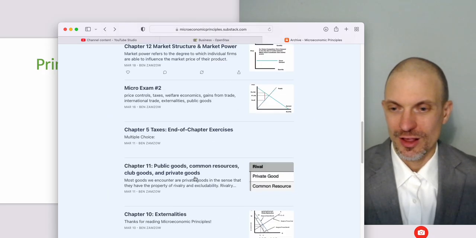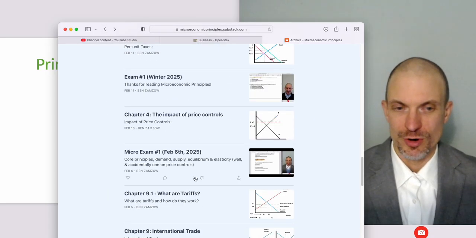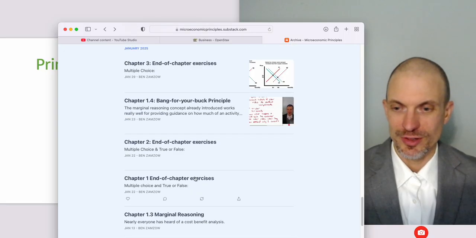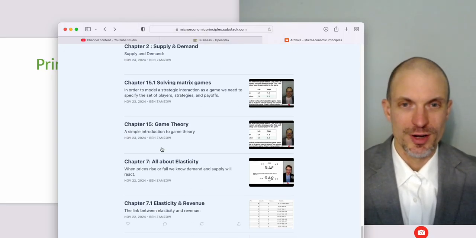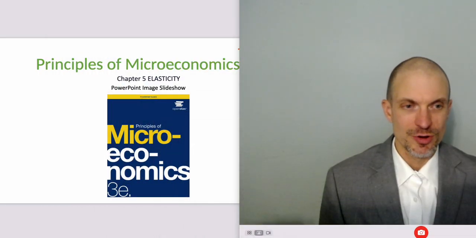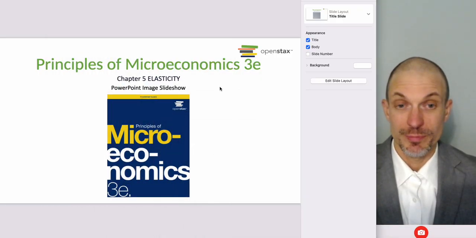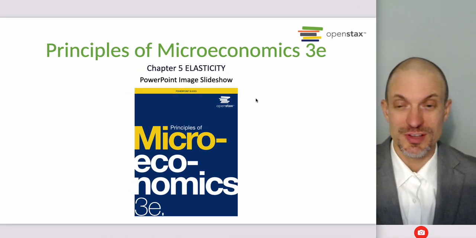Also sometimes important when you're studying elasticity is the link between elasticity and revenue, which is chapter 7.1 on mine. So I recommend those also. But here, this is going to be following along specifically with the OpenStax slides.